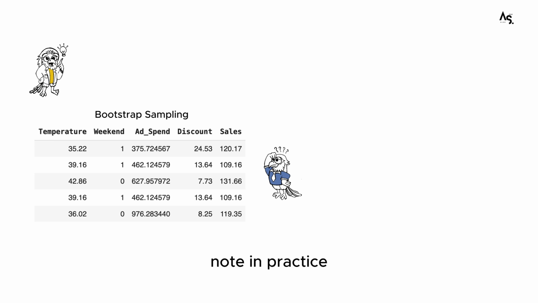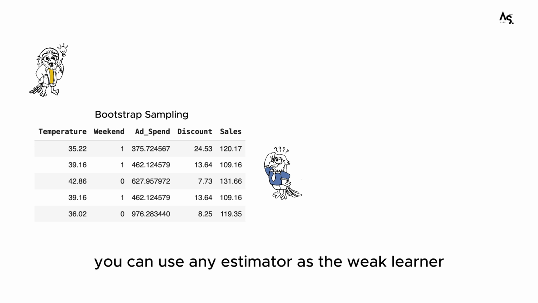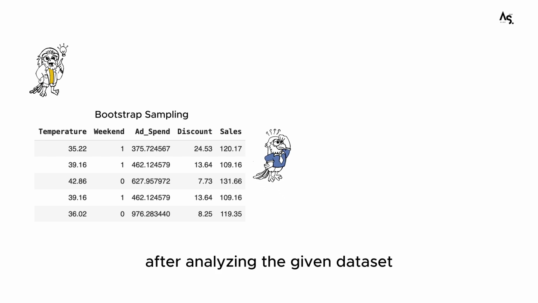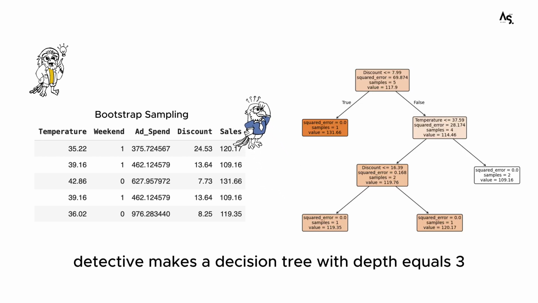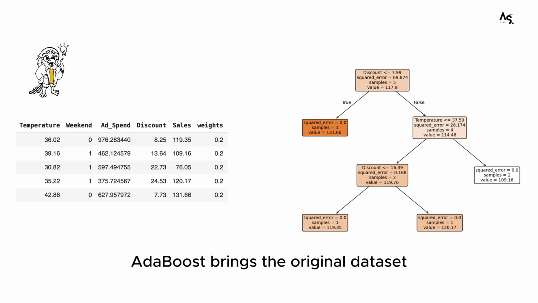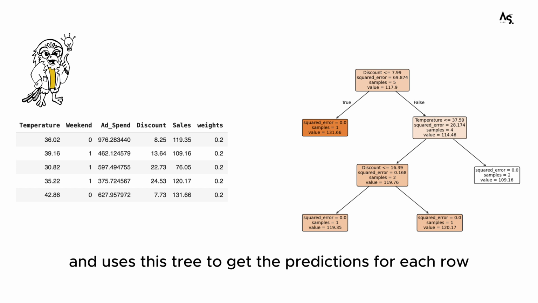Note: in practice you can use any estimator as the weak learner, but in this simple dataset, I am going with a decision tree regressor. After analyzing the given dataset, the detective makes a decision tree with depth equals 3. And with this, the task of this junior detective is over. AdaBoost brings the original dataset and uses this tree to get the predictions for each row.